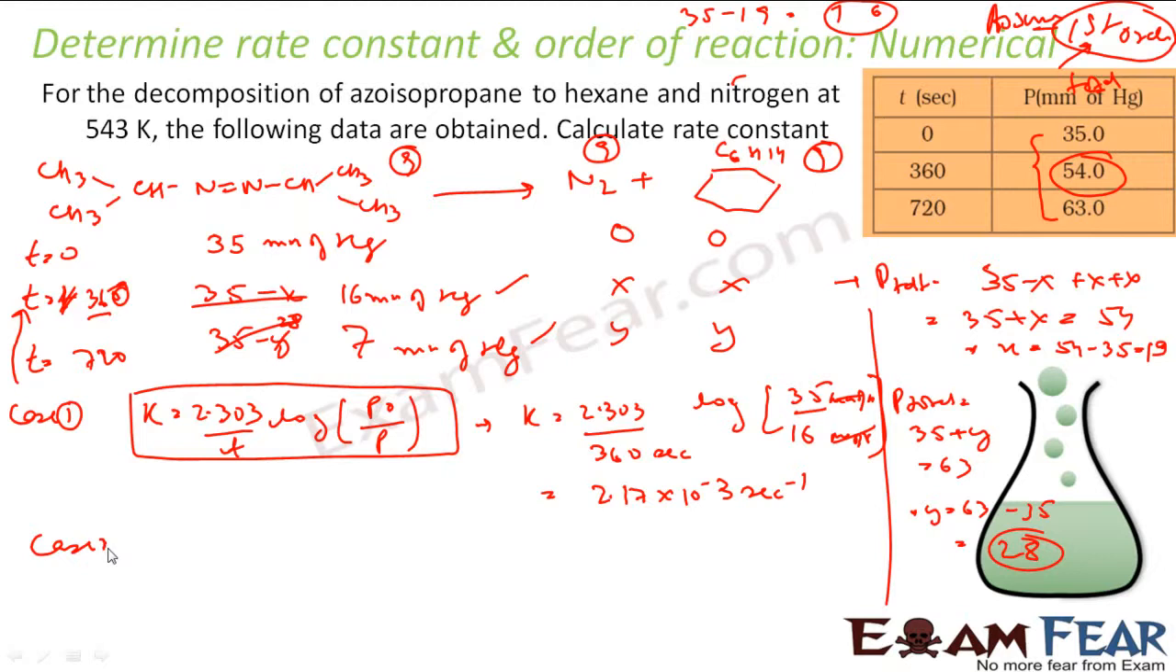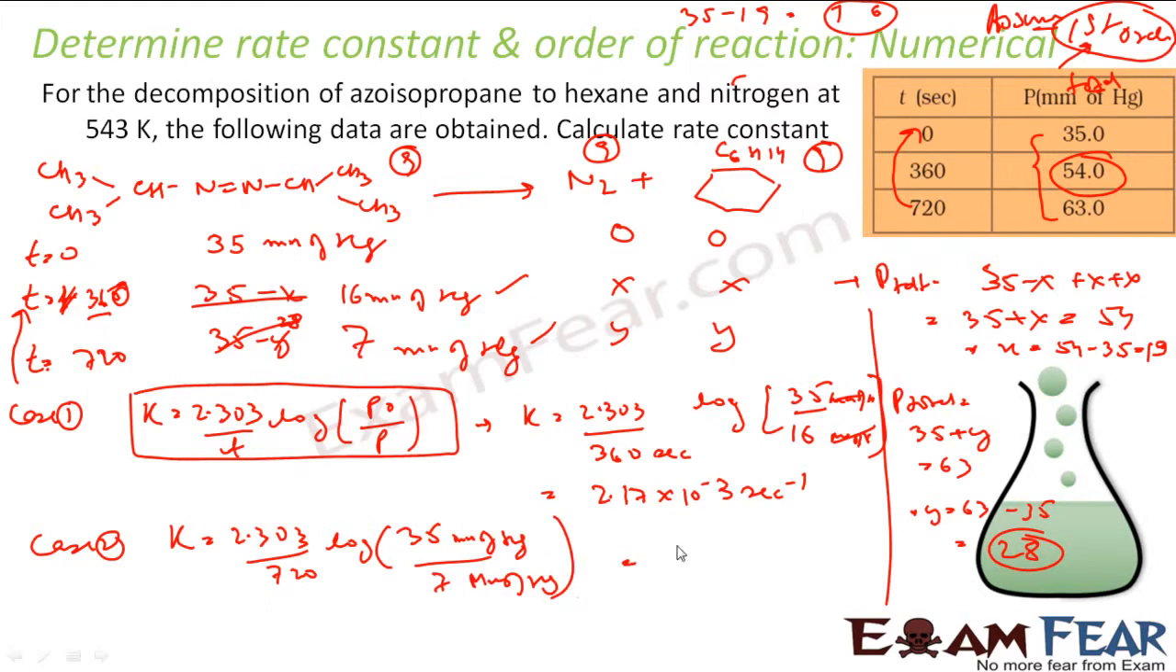Let's try for the case 2. If you get almost same value, that means my assumption was correct, that it is first order equation. So let's put the value. K is nothing but 2.303 by T. T will be 720 minus 0. I am using these two sets now. That is by 720 log of P naught, initial was 35 mm of Hg. Final is 7. You solve this, we get 2.2 into 10 to the power minus 3 per second. You see almost same value. So I can say that my assumption that it was a first order equation is correct.